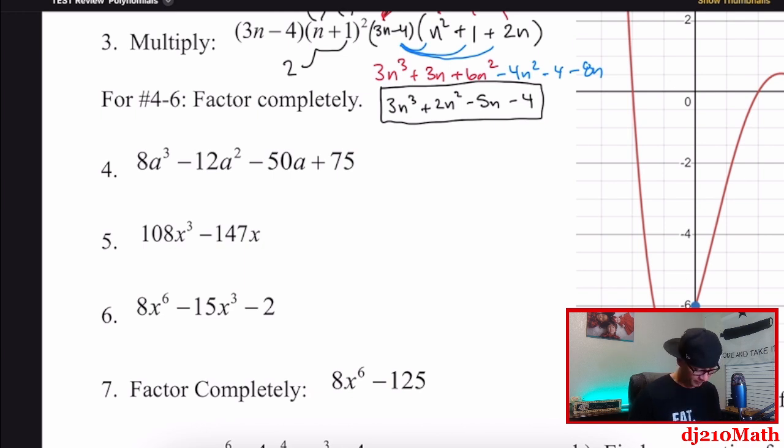Okay. Number 4. Factor completely. All right. It's 4 terms. So my instincts are just split it down the middle and see what happens. So GCF of the first 2 terms is going to be a squared. And then for the coefficient, we could take out a 4. So left behind is going to be 2a, because if I put it back, if I combine these, it'll be 8a cubed. Then minus 3.